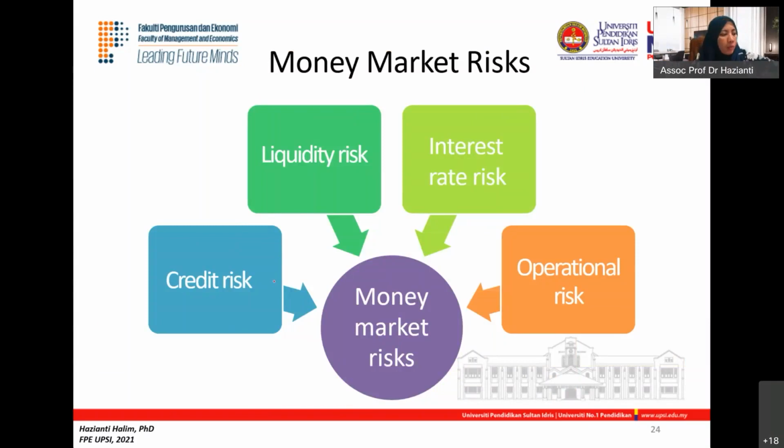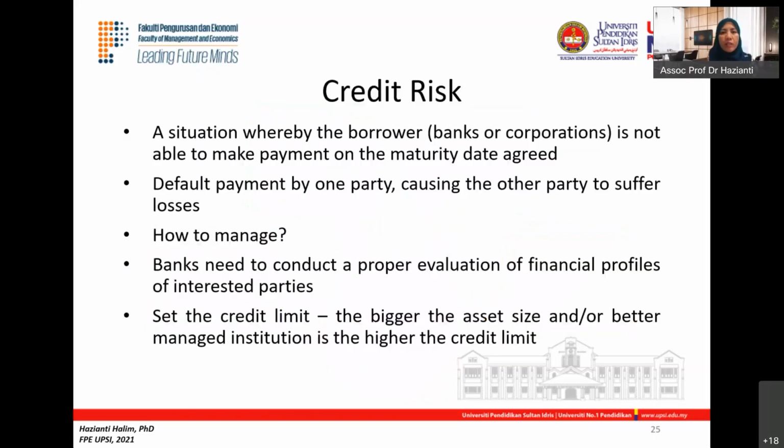Whereby we have number one is credit risk, we have liquidity risk, interest rate risk, and also operational risk. Basically, if you understand and you can explain the meaning of each type of risk, you have no issue later, because you can explain when we talk about credit risk, for example. What does it mean by credit risk? Right, so credit risk. We already discussed this last week.